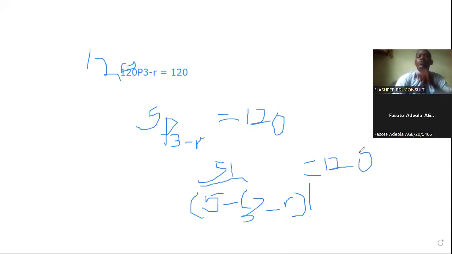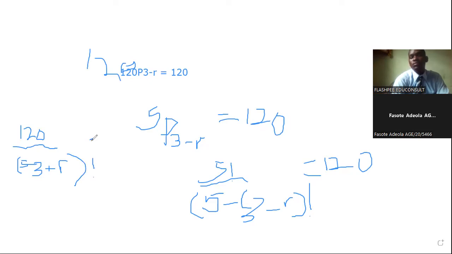Equals to 120. So since you understand that, then you know that 5 factorial, using your normal way, 5 times 4 times 3 times 2 times 1, that is 120. Are you with me? Yes, sir. That will be 120 all over open bracket, 5 minus 3 plus R. Minus times minus is plus. So that will be plus R equals to 120. Are you getting it? Yes, sir. Okay, good.